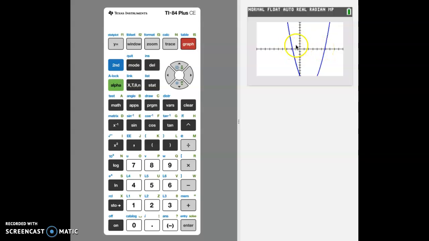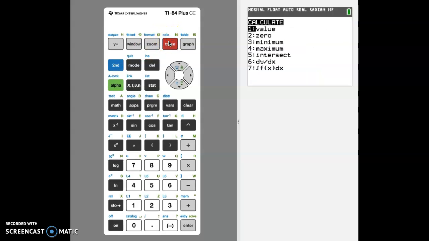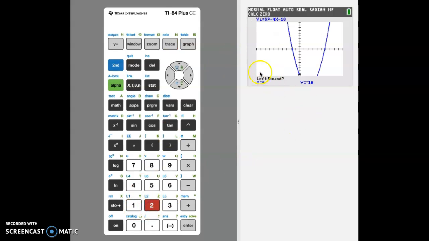And so to find out the value of that zero right there, the x-intercept, I can do second, calculate, which is above trace, and I want to calculate a zero. So again, that's option 2. And then notice how the calculator is asking me for a left bound. That means I want to click the left arrow on my calculator until I am to the left of that x-intercept, that zero. So I click left, left, left, left, left.